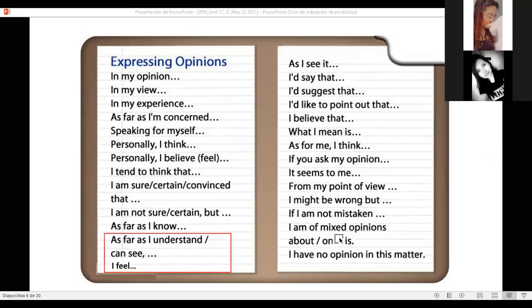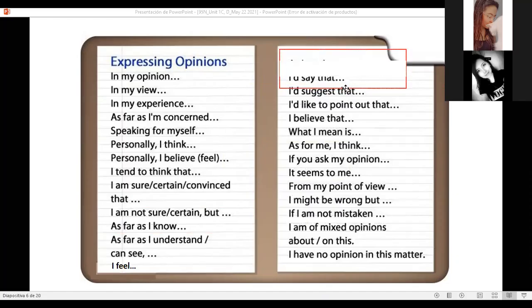Please, Kathy, can you help me reading these two, please? Okay. As far as I understand, as far as I can see, I feel. Yes. As far as I understand or I can see. Hasta donde entiendo o hasta donde puedo ver o puedo saber, ¿no es cierto? As far as I understand. Y la segunda frase, I feel. Yo siento que. These phrases help us a lot in order to introduce what we think.